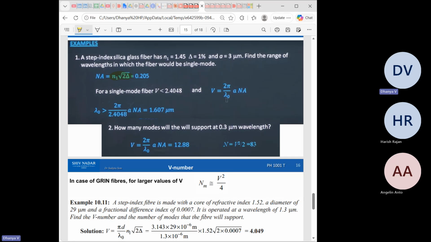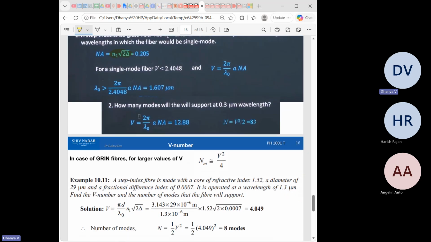So you substitute in it and then you'll end up getting your answer. But here, instead of getting the V, they're asking you to find the wavelengths. Your V number is given, since it is single mode, so it's 2.4048. So you need to find your lambda. That's all. Your wavelength you need to find and you're done with it.